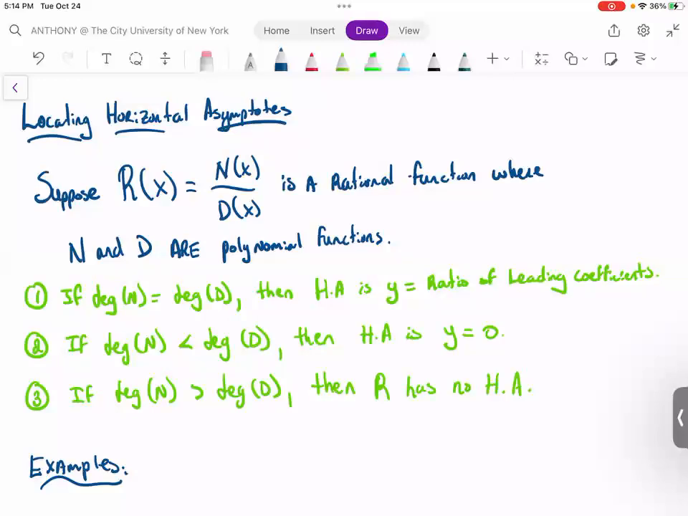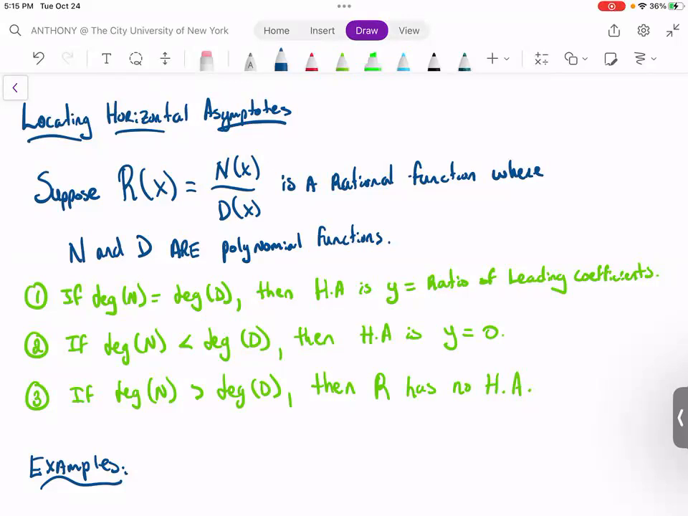So it states, suppose r of x is equal to n of x over d of x is a rational function where n and d are polynomial functions. One of the things about polynomial functions is that you can identify their highest power, okay? The highest power of a polynomial is called the degree of the polynomial.